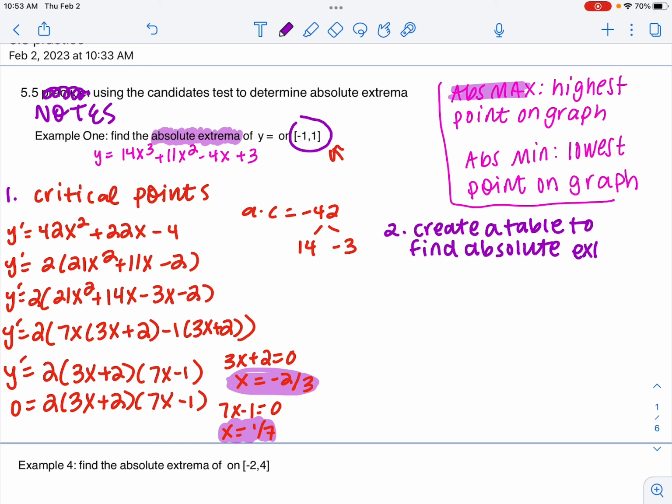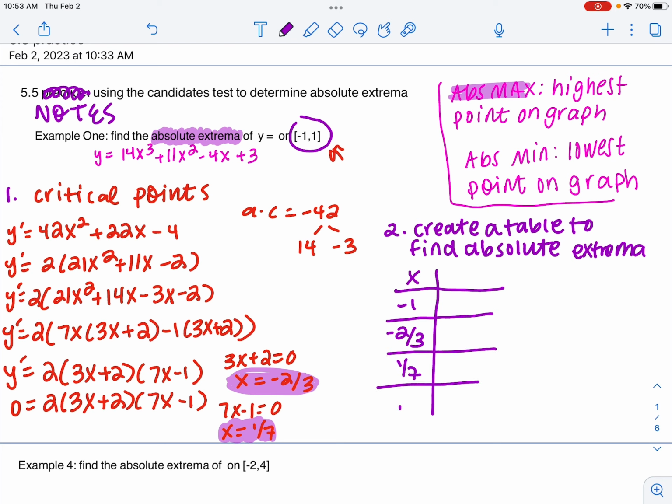And so under X, I'm going to write down the places that I said could possibly be them. So I'm going to go smallest to greatest. My first endpoint is -1, so there's a possibility I have an endpoint there. One of my critical points is -2/3, one of them is 1/7, and then one of them is +1.